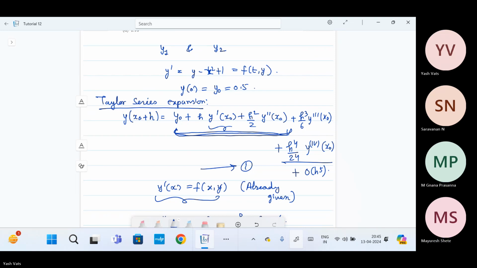But we don't have any exact solution. We don't know the exact solution. So how do we find out the error? The error will be this then, h cubed by 6.